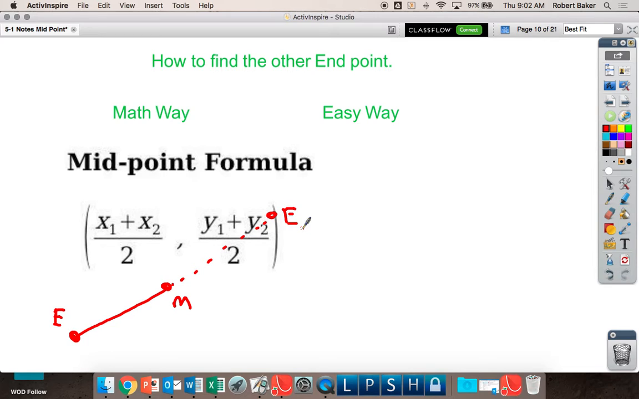Yeah? 2 ways to do it. The math way or the easy way? What's the easy way? Math is not easy.